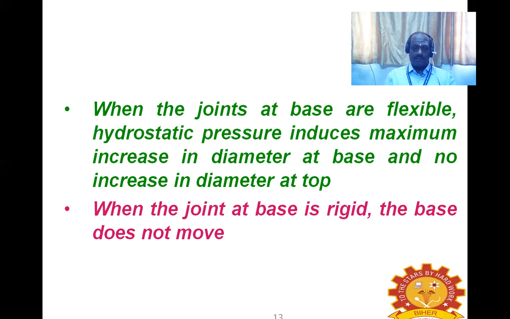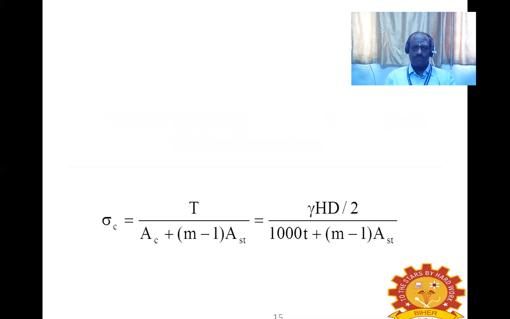Or we can say, because of the rigidity, the base and the wall will not be moving anymore because of the hydrostatic pressure. And coming to design of circular tanks resting on the ground, when it is having a flexible base, as we have already mentioned, the change in the diameter or the change in the dimension of the tank can be at the base when the flexible base or the joint is flexible.